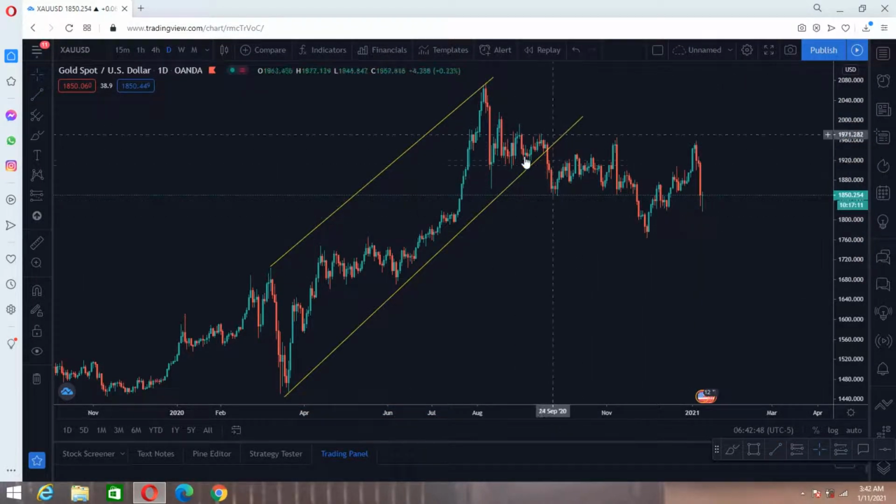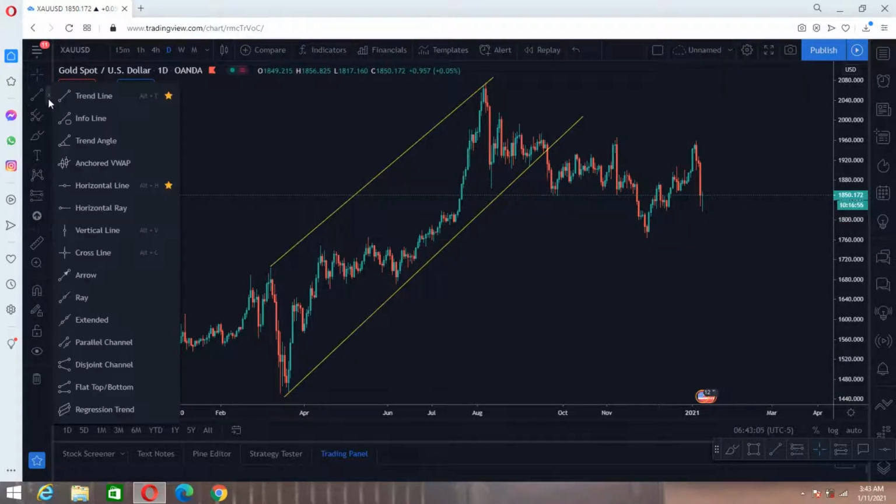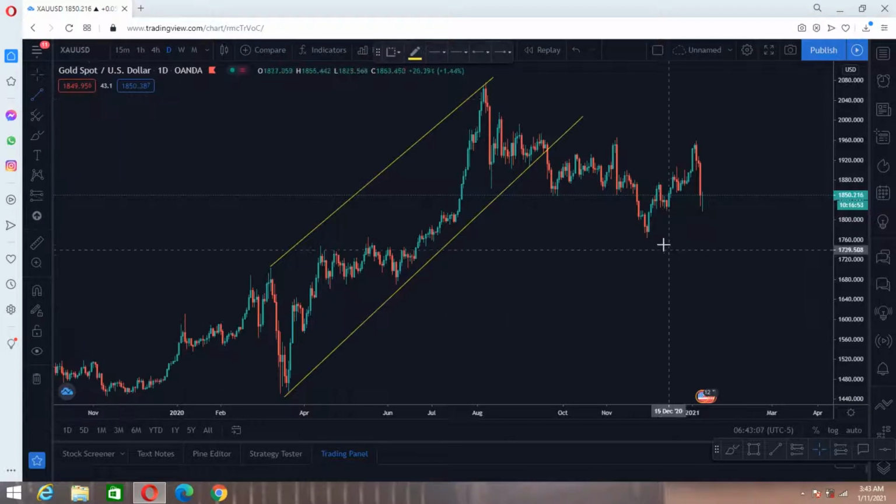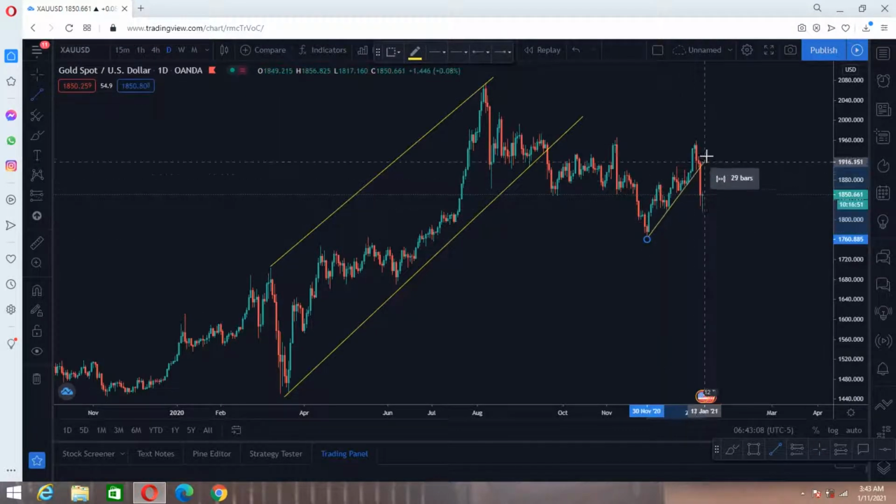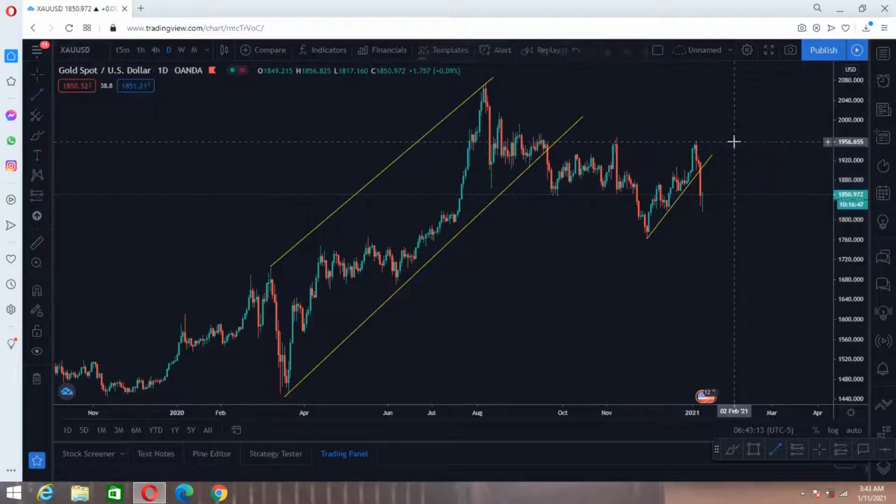Then as you can see, first, second and third touch, it broke heavily here. Then it came for a retest. This was our retest. Now it created a reversal pattern. Let me show you. I will just go down to a smaller time frame, but let me just show you here on the daily time frame. Just want to show you what I'm talking about on gold.